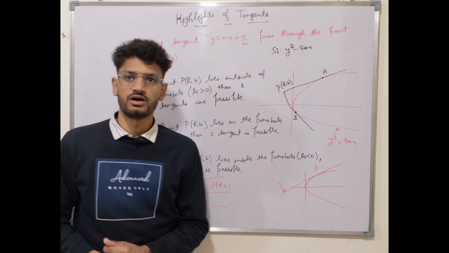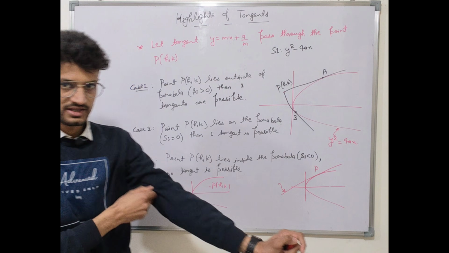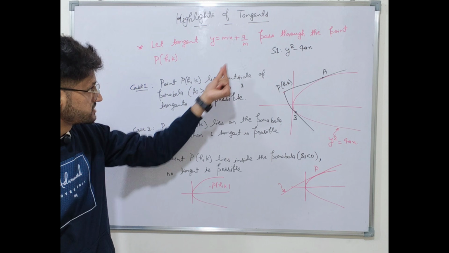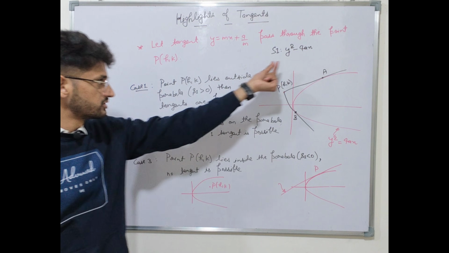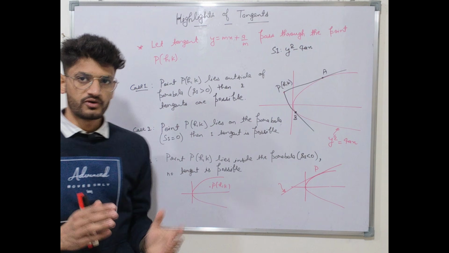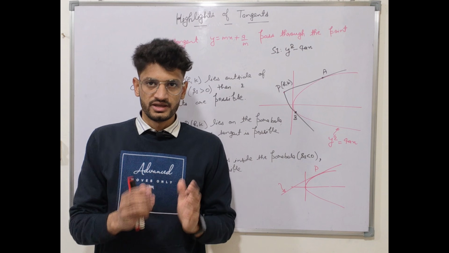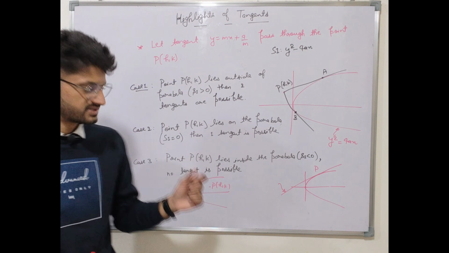Also we have seen how to check the position of a point with respect to a parabola. Let me again summarize. Once we substitute the value of h, k into the equation of the given parabola, if we observe that S1 is greater than 0, it means the point lies outside the parabola. If S1 equals 0, the point lies on the parabola. If S1 is less than 0, the point lies inside the parabola.